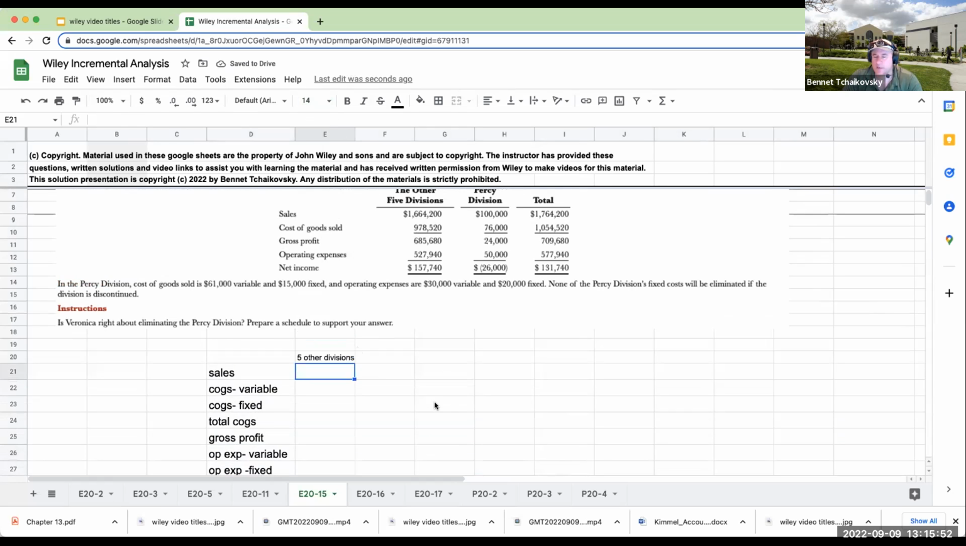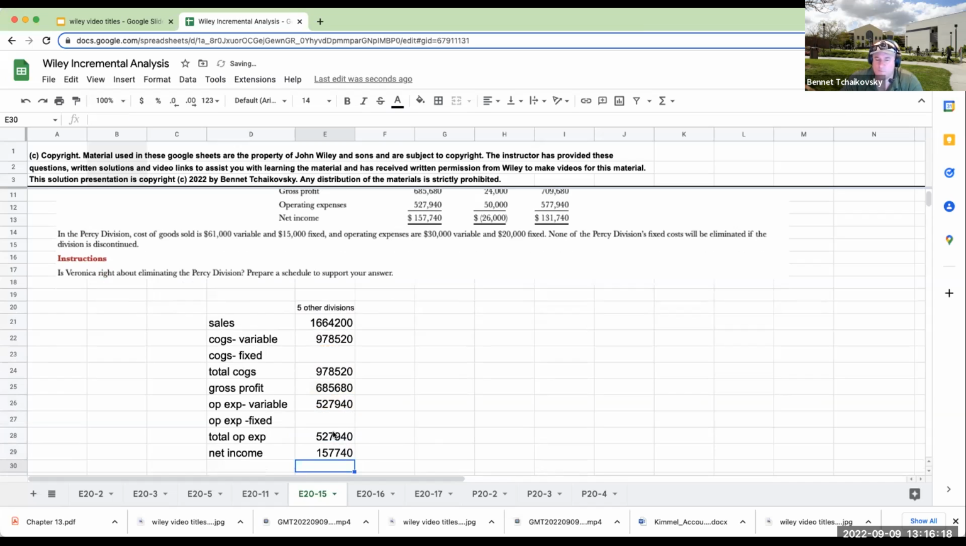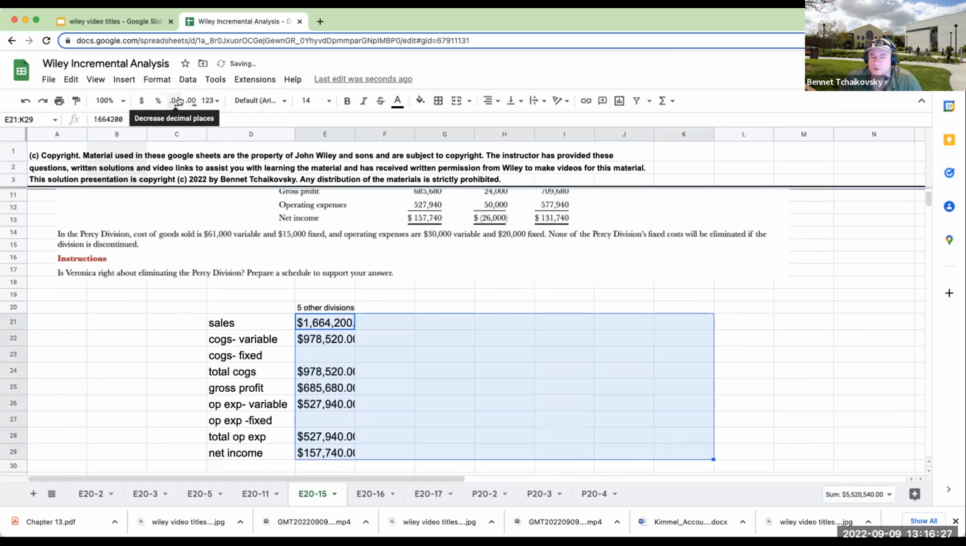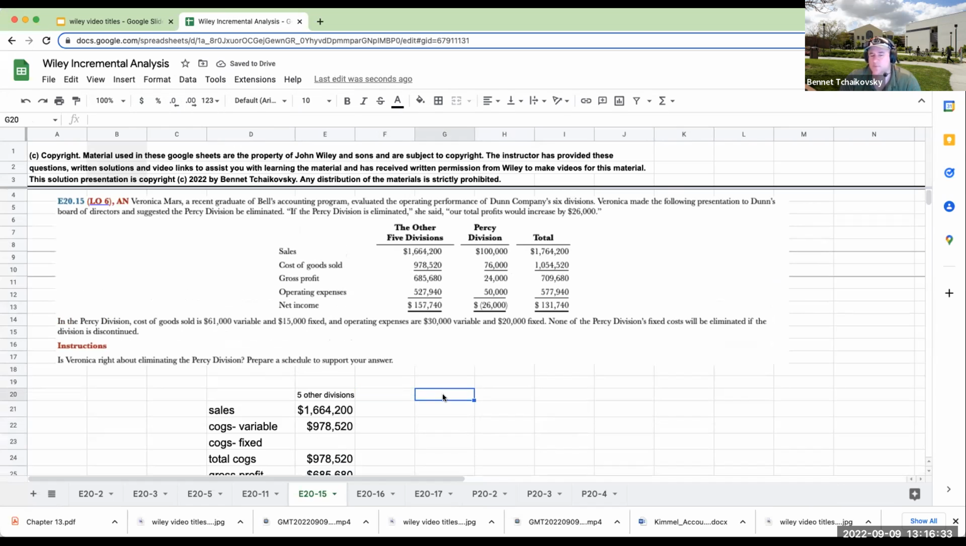So for my sales for the 5 other divisions, 1,664,200. I'm just going to assume the cost of goods sold for the 5 other divisions were over here. So my gross profit is going to be 685,680, using the same amounts. Operating expenses, this is 527,940 total operating expenses. So my net income is going to be 685,680 minus the 527,940, or 157,740. All I am doing is reformatting how these income statements look, so that when we decide to eliminate the division, it'll make a little bit more sense.